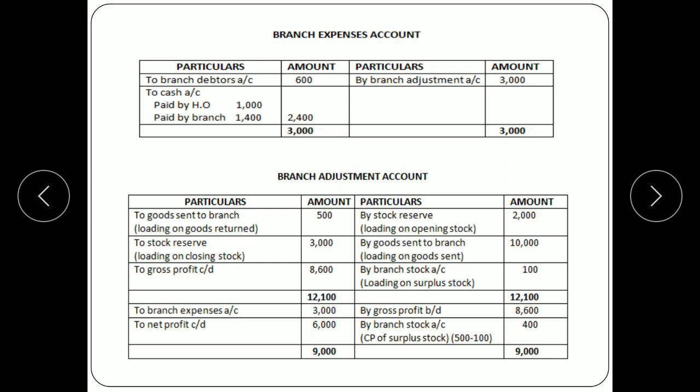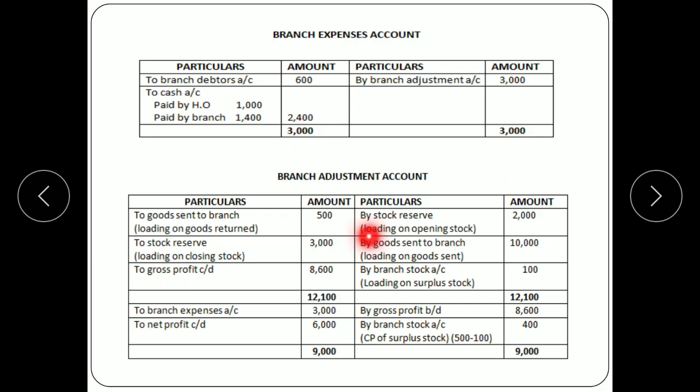Next we move on to branch adjustment account. In the first part of branch adjustment account, all the loading entries are made. First on debit side, to goods sent to branch, that is the loading on goods returned by the branch, it comes to 500. Next we have to stock reserve, it is the loading on closing stock, 3000.